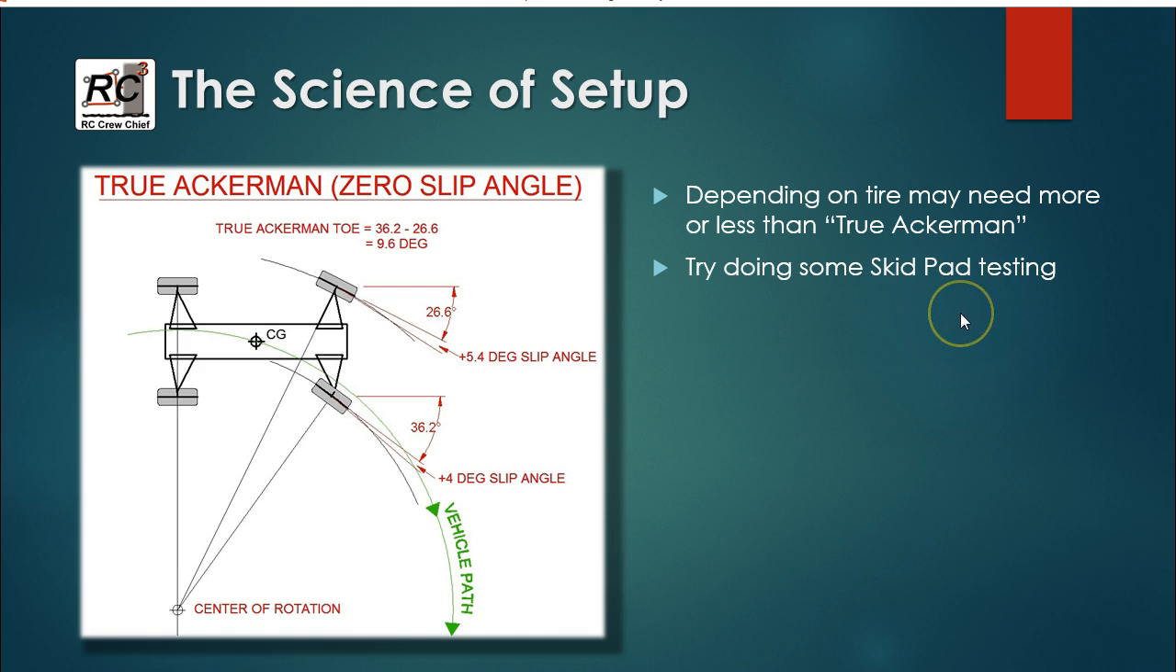So if you set up a constant radius turn and use your timing system and try and stay on a line in the middle and adjust your Ackerman, you should be able to get some insights as to which direction the tire needs, whether it needs more Ackerman, less Ackerman, or possibly true Ackerman works the best for that particular tire.